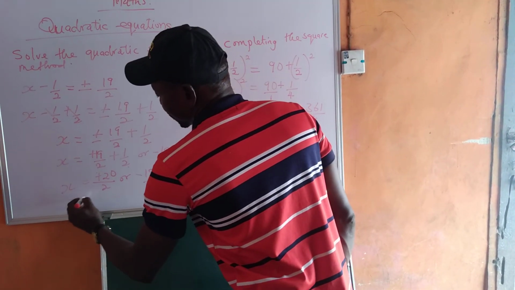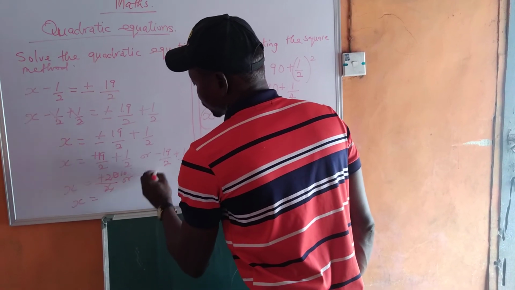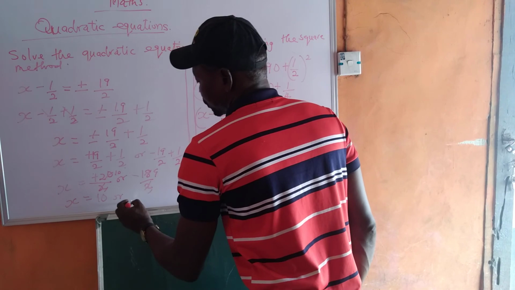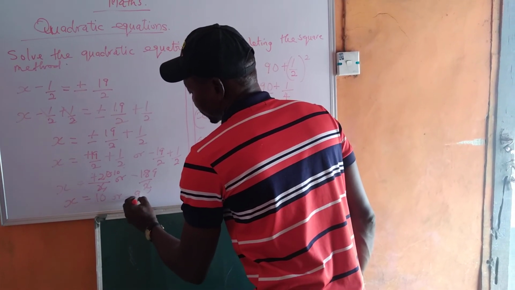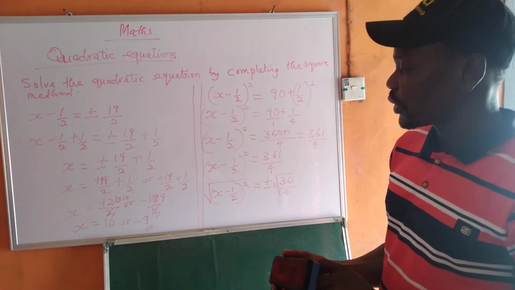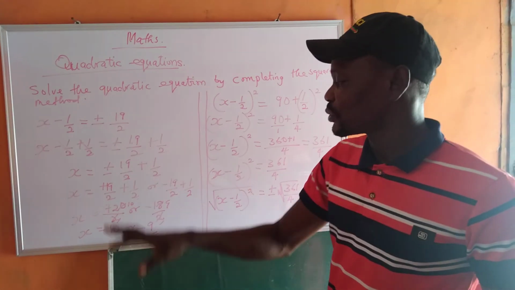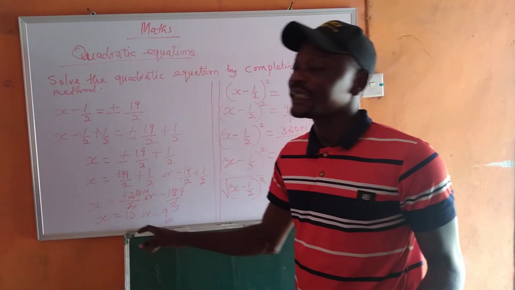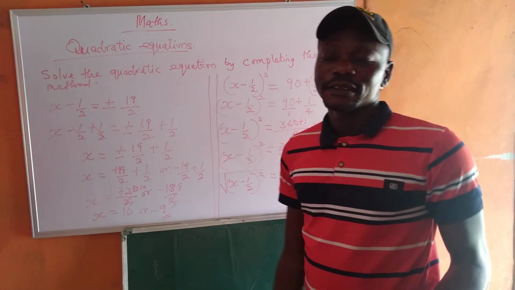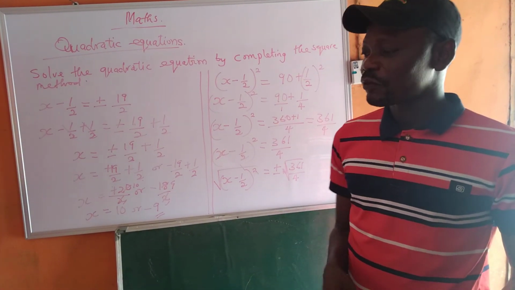So that means x will be equal to: 2 into 20 is 10, 2 into 18 is 9. x will be equal to 10, or x will be equal to minus 9. Like I told you in the first place, the two factors that we can use to factorize the 90 are 9 and 10. So we can also use that factorization method to solve the equation in the first place. So let's go for the second example.